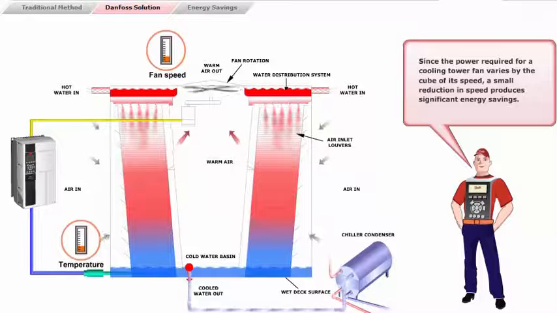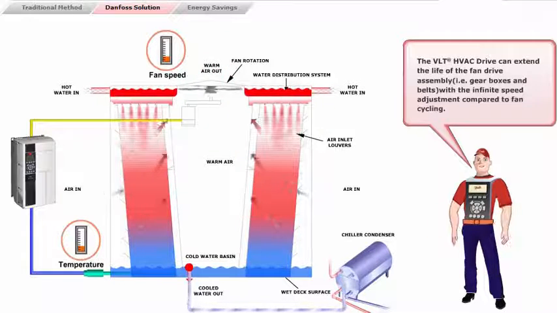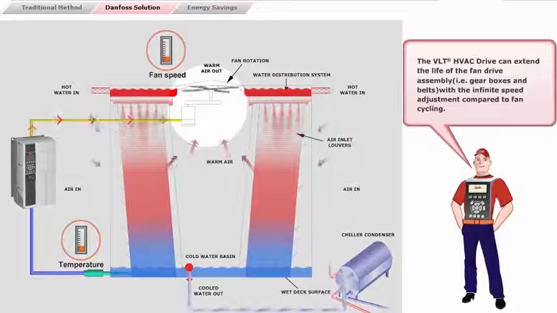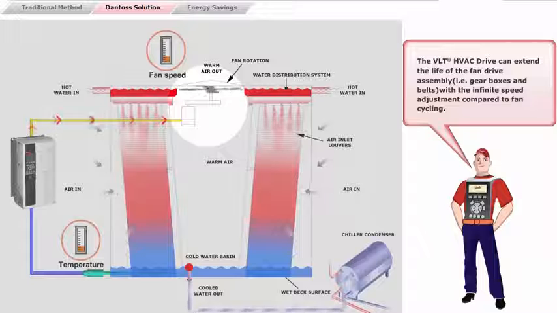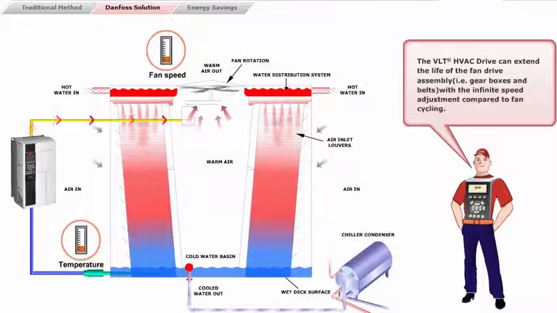Since the power required for a cooling tower fan varies by the cube of its speed, a small reduction in speed produces significant energy savings. The VLT HVAC drive can extend the life of the fan drive assembly, that is gearboxes and belts, with infinite speed adjustment, compared to fan cycling.